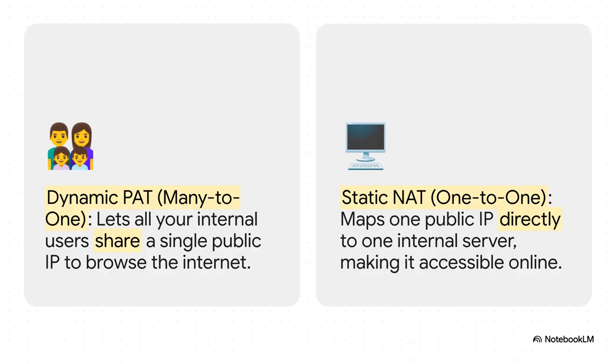Now, the ASA does this in two main flavors. The first is dynamic PAT. Think of this as the many-to-one translation. It takes all your internal users, hundreds of them maybe, and funnels them all out through one single public IP address. This is perfect for everyday web browsing. Then you have static NAT. This is a one-to-one deal. You're creating a permanent VIP lane, mapping one public IP directly to one internal server. This is how you make your web server or mail server visible to the outside world.